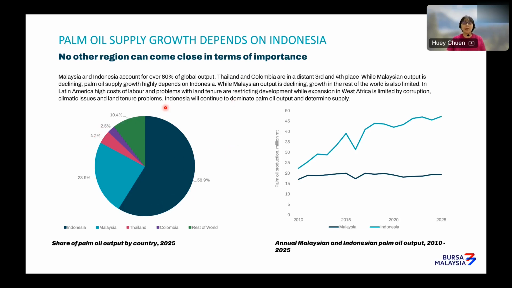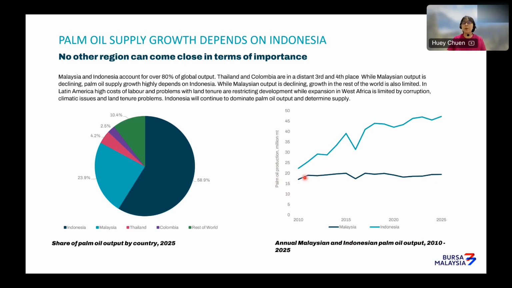There are a lot of questions for us: how is the contribution from Africa or from Latin America? As you can see, they are very small players. And also in Latin America, there is a very high cost of labor and other problems with land tenure, and restrictions on development will limit the expansion in Latin America and also in West Africa. So the next chart, there's a point here on the right hand chart. You can look at it on the production side.